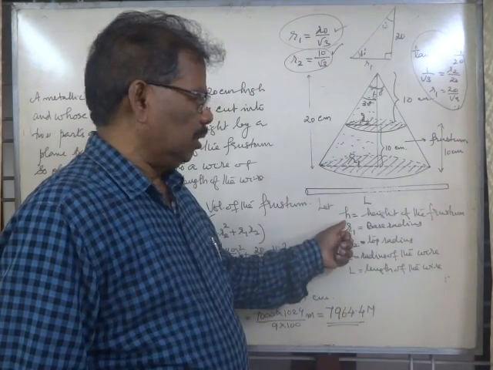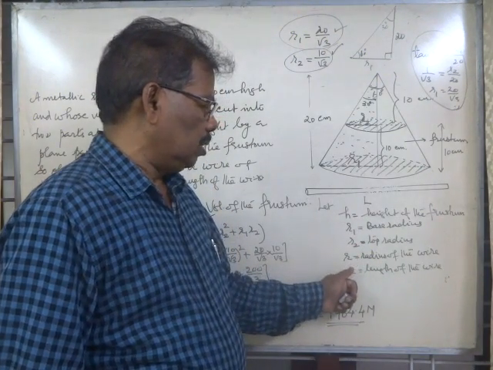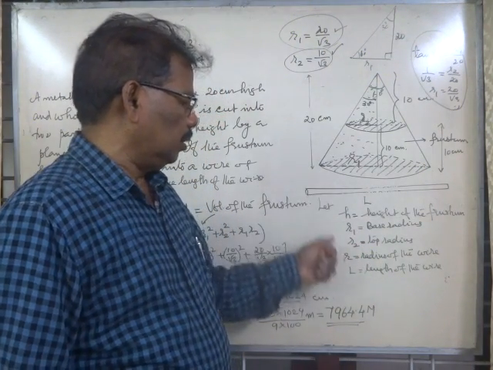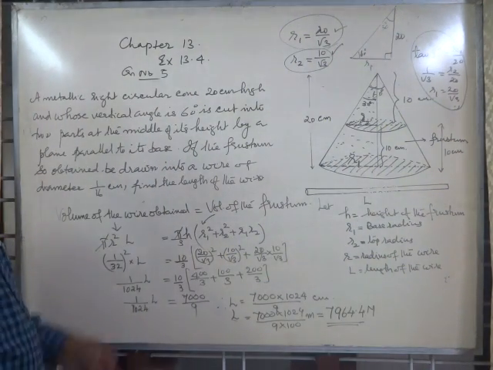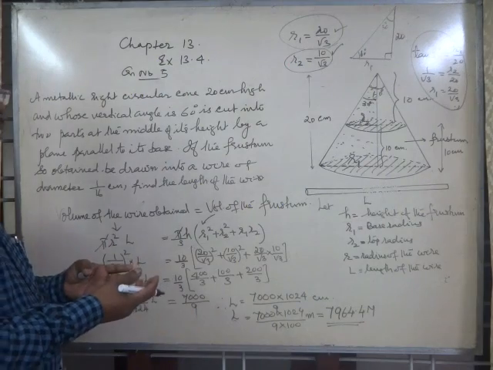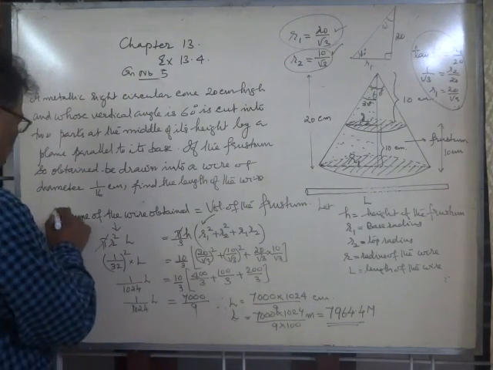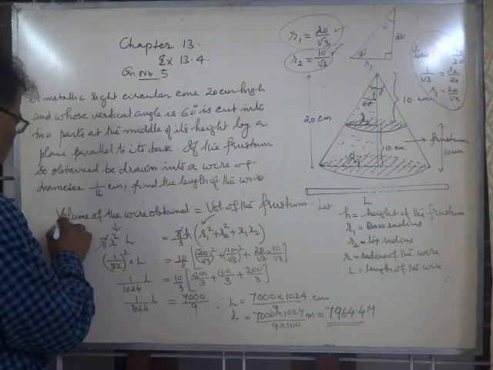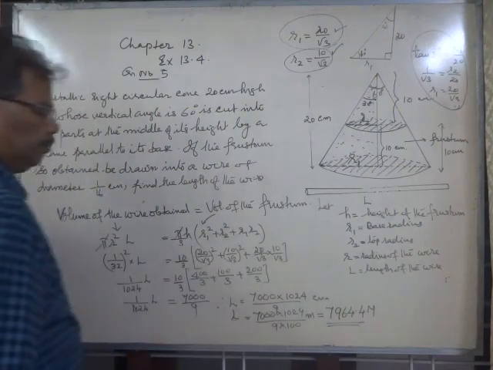Let H be the height of the frustum, R1 base radius, R2 top radius, r radius of the wire, then L length of the wire. Now, when the frustum is melted and reshaped, the volume does not change. Therefore, volume of the wire obtained will be equal to volume of the frustum.